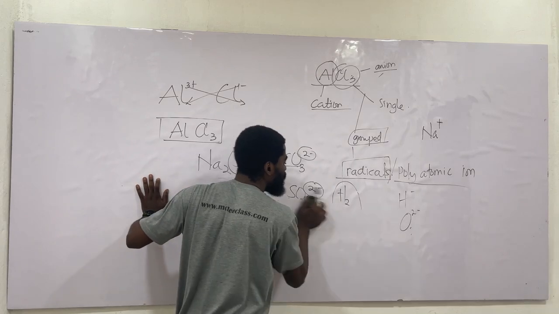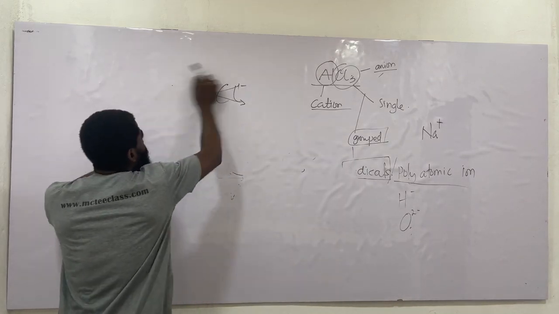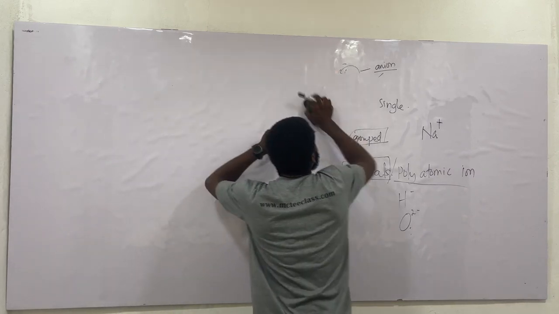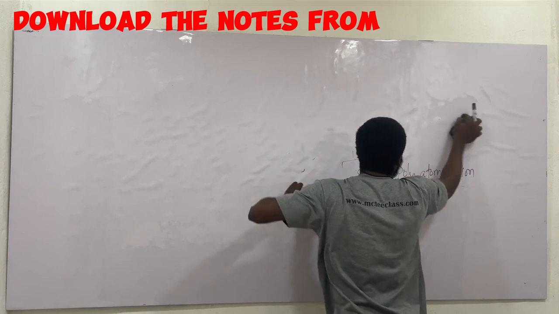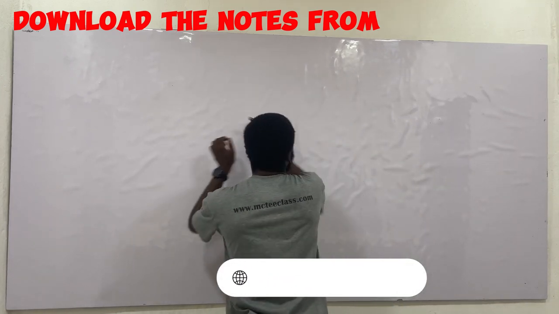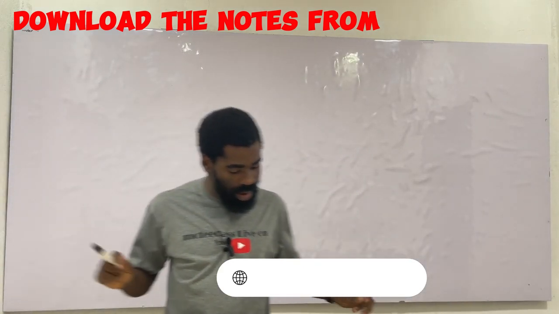The radicals, oxidation state, and valency. So let's go back into the table and look at that. Good. So in the table, what do we have?